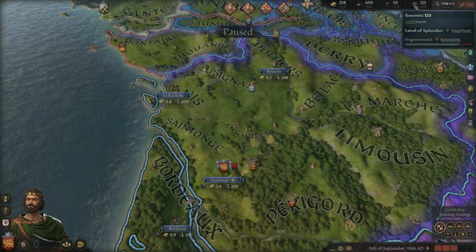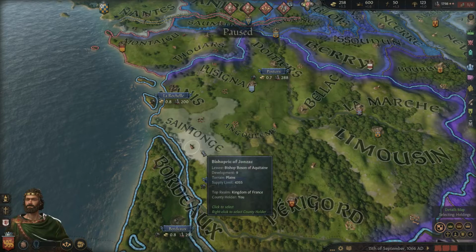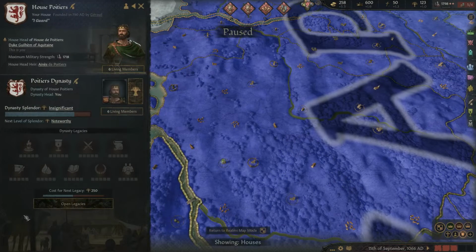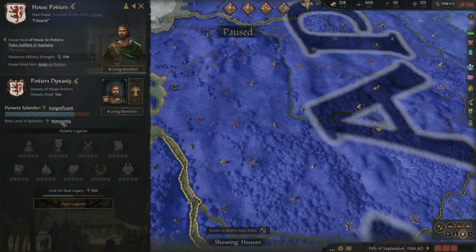Now this links back to our family. It's kind of the currency used for family. Now I'll click on my family. We're the House of Poitiers. We have a dynasty splendor. We are completely insignificant, but which gives us, you know, some bonuses, but not particularly much. But we're going to noteworthy, which gives us better bonuses. We need dynasty splendor here. Splendor 806 of 1,000. Now, how do we get that? We get that by getting renown.